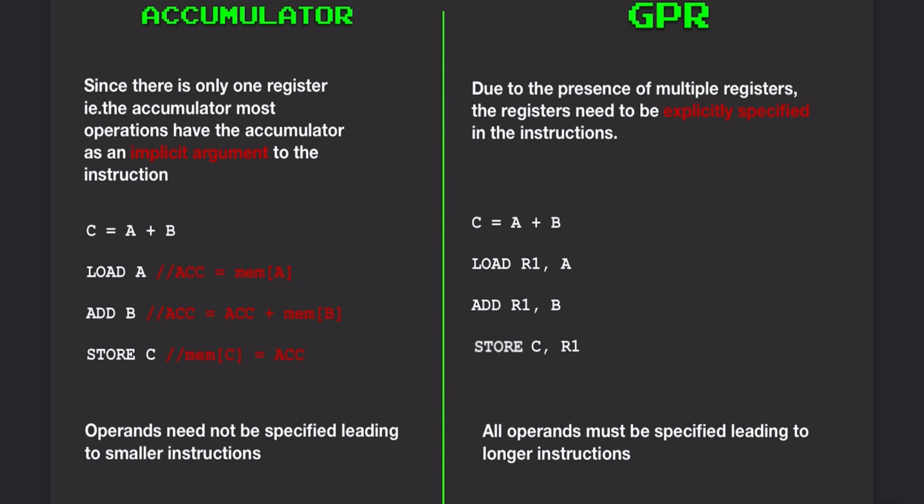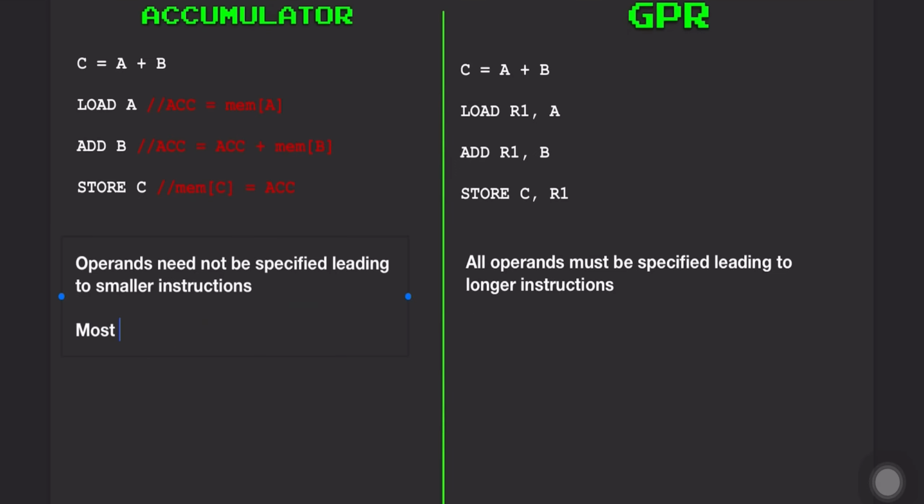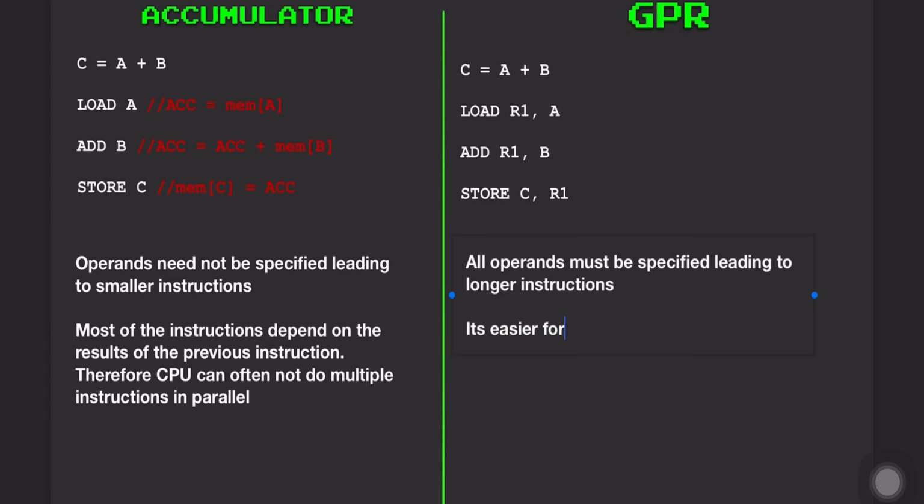In the accumulator model, the operands need not be specified, leading to smaller instructions. In the GPR model, all operands must be specified, leading to larger instructions. In the accumulator model, most of the instructions depend on the results of the previous instruction. Therefore, the CPU can often not do multiple instructions in parallel. In the GPR model, it's easier for the CPU to do more independent instructions in parallel.